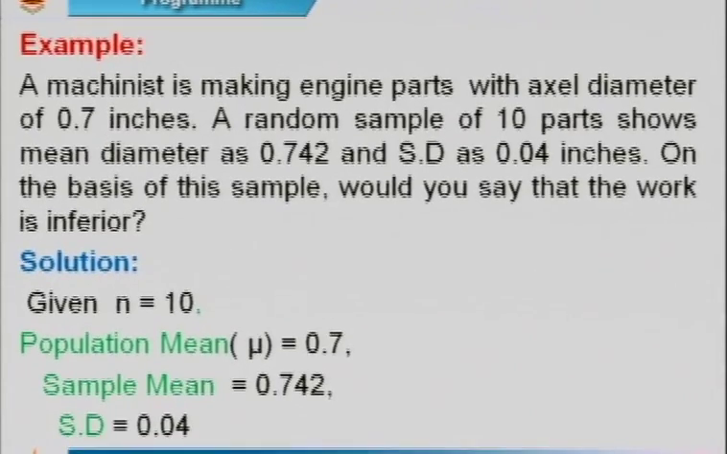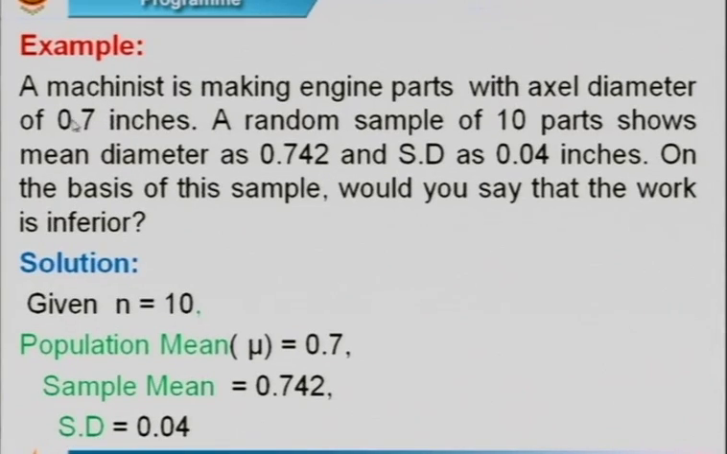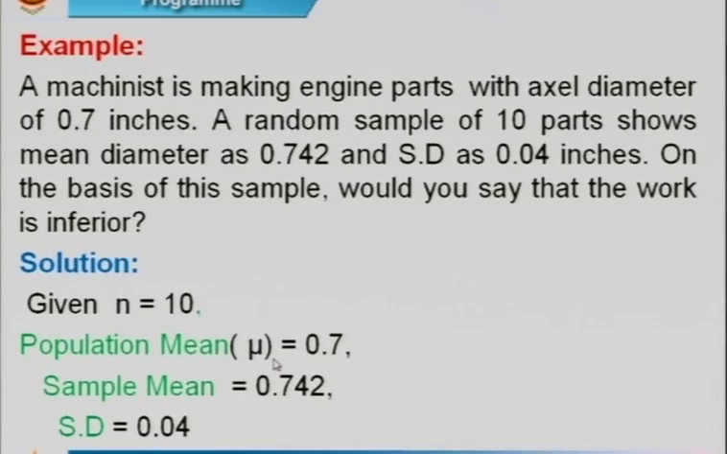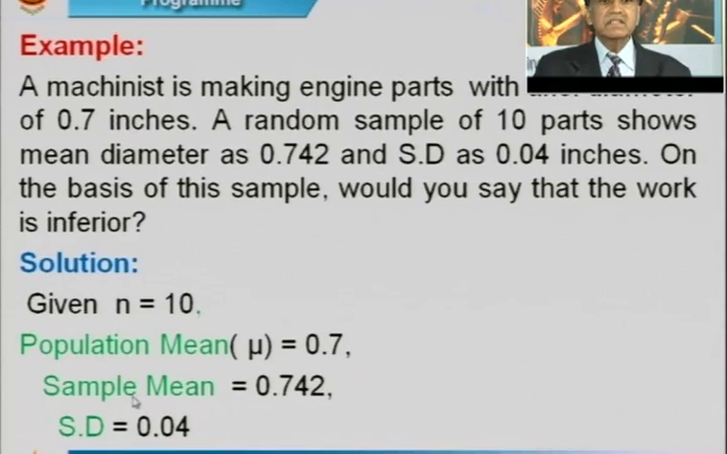That means however many axles he is going to prepare, he expects the diameter as 0.7 inches. I will take that 0.7 as the population mean. That means he is targeting that each axle's diameter should be equal to 0.7. Then a random sample of 10. That means the total number of axles he has prepared may be more than 10. A sample is drawn from that total, then we consider n is equal to 10, and for that population mean we assume 0.7, then we calculate the sample mean.